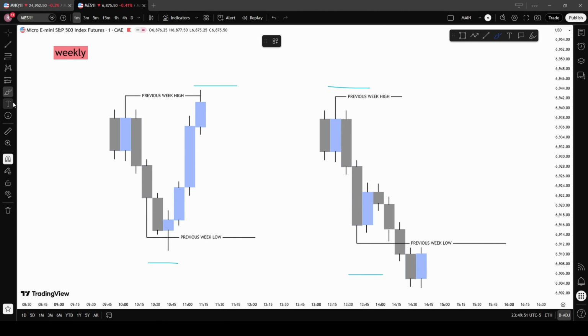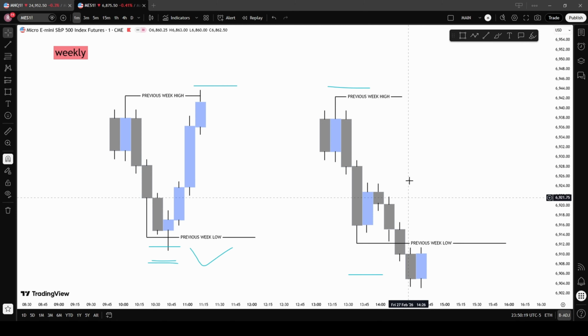Here in this first example, you can see price reaches down into the previous week's low. That level acts as a liquidity pool. Once that sell-side liquidity is taken, we see a reaction. Price forms a reversal and then expands higher, eventually reaching for the previous week's high. So in this case, previous week's low framed the reversal, and previous week's high became the draw on liquidity.